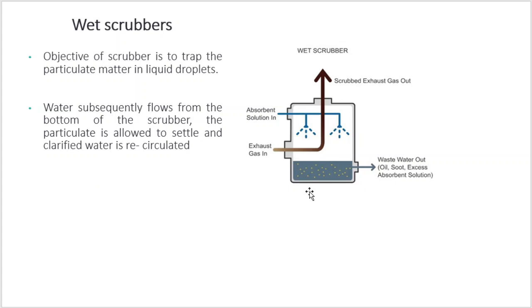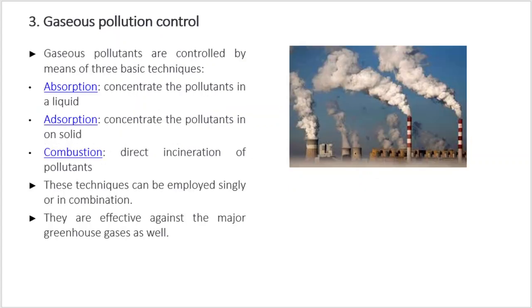So what happens here? Exhaust gas enters here, and absorbent solution we drop in here. The absorbent solution comes in contact with the dust particles and goes down, where wastewater is stored. Later we can remove the wastewater, and here we get our clean exhaust gas. This is the working function of the wet scrubber. The third point is gaseous pollution control.